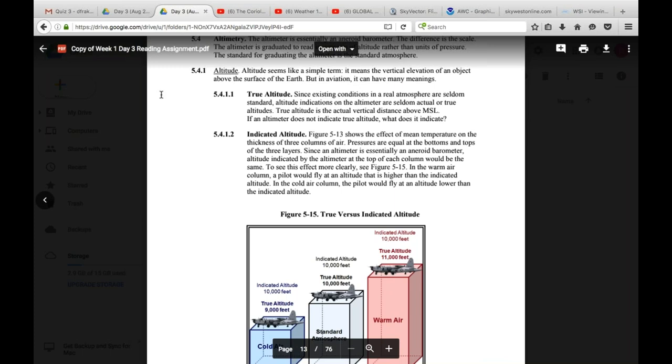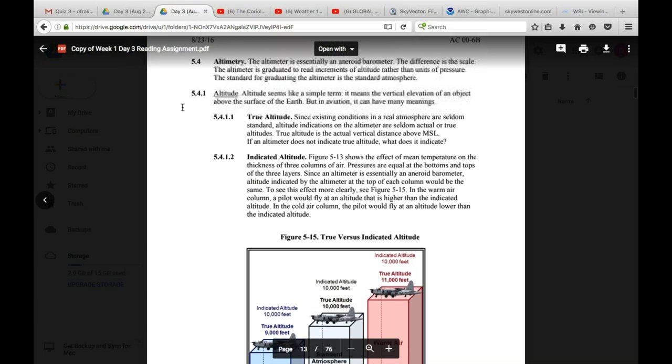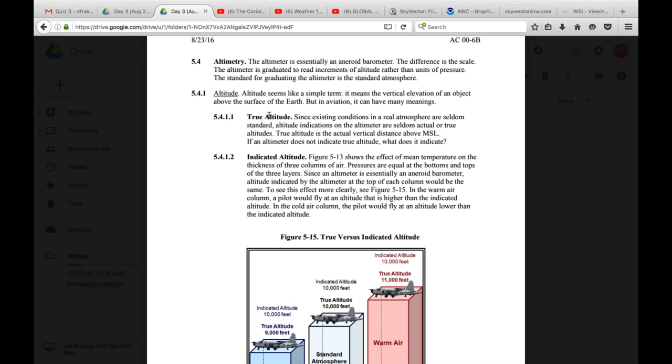Okay. So with our altitudes, we've got a couple different kinds of altitudes. So true altitude: since existing conditions in a real atmosphere are seldom standard, altitude indications on the altimeter are seldom actual or true altitudes. True altitude is the actual vertical distance above mean sea level. If an altimeter does not indicate true altitude, what does it indicate? So it indicates your indicated altitude.